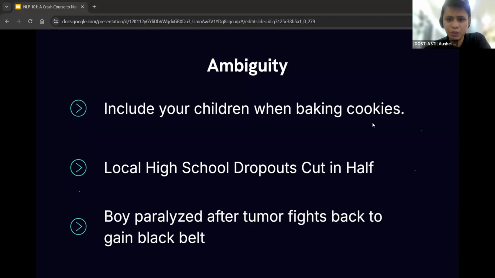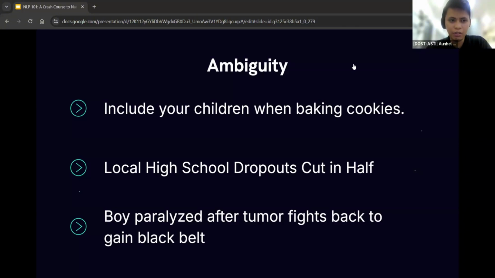Do you bake with them? Okay, you do baking sessions with your children, or do you include your children themselves into the cookie batter, and then bake them as cookies?